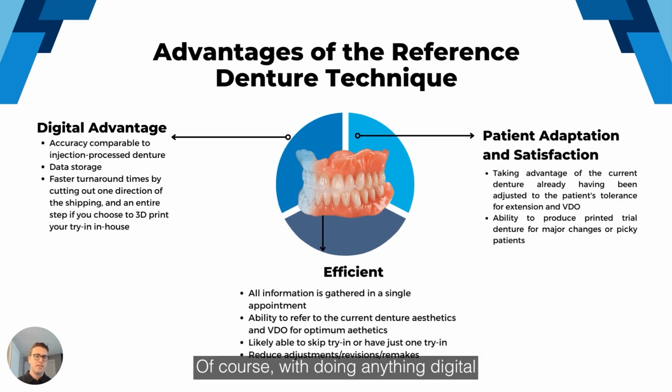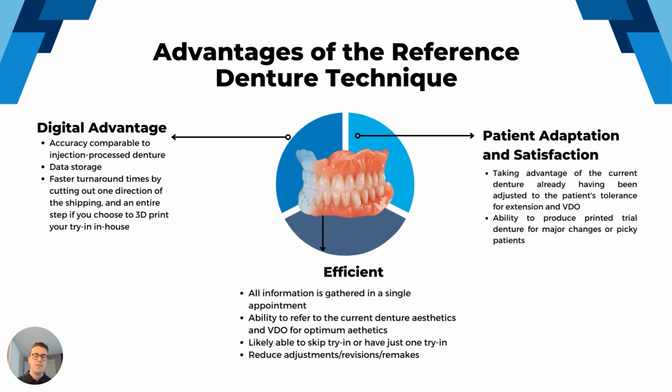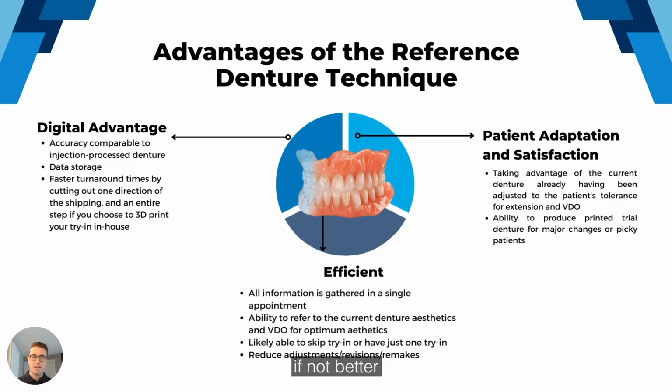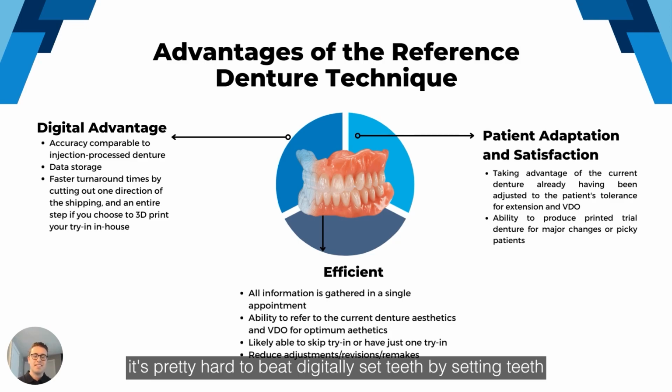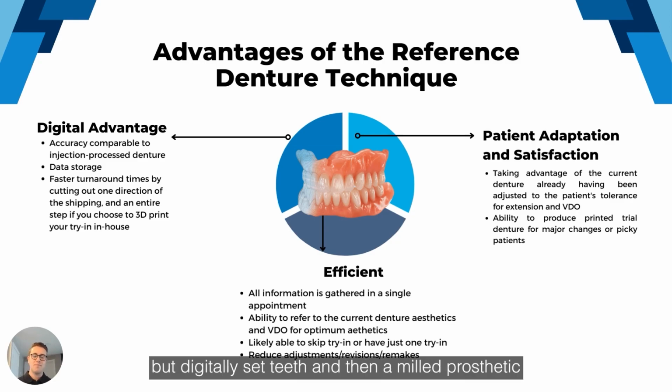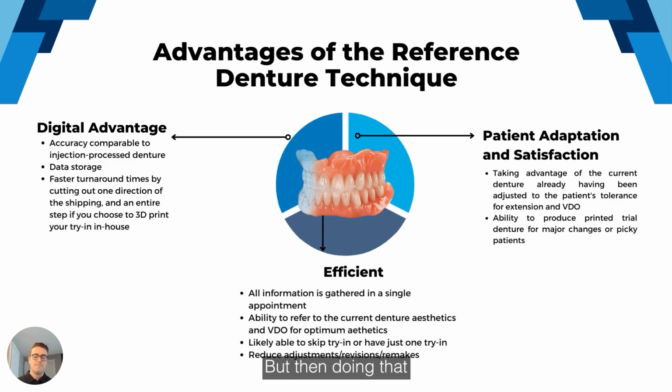Of course, with doing anything digital, you kind of gain this accuracy advantage. The digital denture's accuracy on the intaglio side is comparable to that of an injection denture, if not better. And on the occlusal side, it's pretty hard to beat digitally set teeth. By setting teeth by hand, you're always going to lose a little bit to human error, but digitally set teeth and then a milled prosthetic, you're not going to get any closer to a perfect denture than doing that.